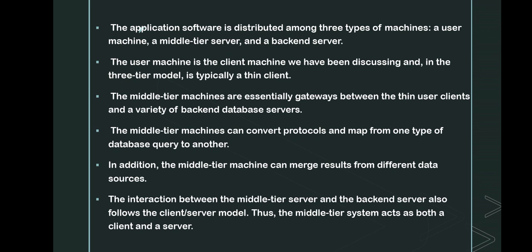The middle-tier machines are essentially gateways between the thin user client and a variety of back-end database servers. The back-end database servers are the place where the actual data is stored. When the client requests any data, that data is actually stored in the back-end database servers. So the middle-tier machine is a gateway between the user clients and the back-end database servers. The middle-tier machine can convert protocols and map from one type of database query to another. In addition, the middle-tier server can merge results from different data sources. So these are the functions of a middle-tier machine.